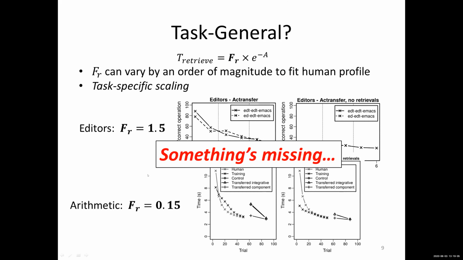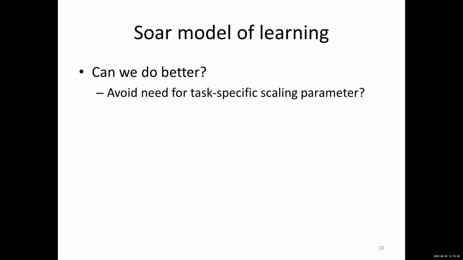So this makes us wonder, something might be missing here. If so much of the behavior is dependent on this number that gets calculated separately from the literal computation of the cognitive model, something that's based on more under the hood metadata, maybe there's a way we can model this more explicitly in Soar. Can we do better and avoid the need for a task-specific scaling parameter? Avoid the need to change F sub R for each individual task, so we truly have a task general model? And the answer is yes.